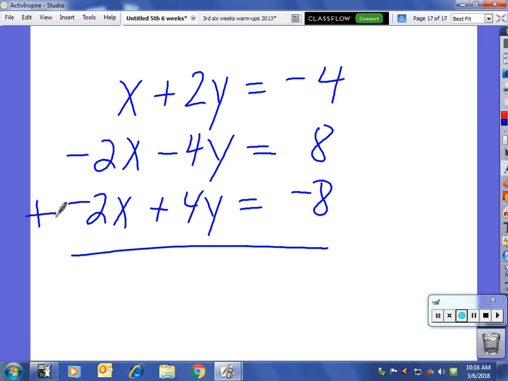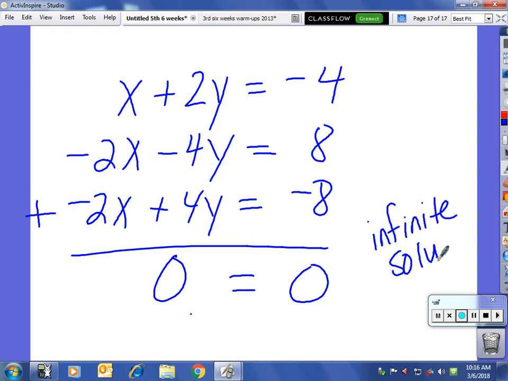Now, what do you get when you add them up? 0 equals 0. Guess what? They were the same line in disguise. This is a true statement. 0 does equal 0. It doesn't equal 18, but it does equal 0. So what is the answer here? Infinite solutions. Every point that they share in common is an answer because these intersect everywhere because they are the same line.